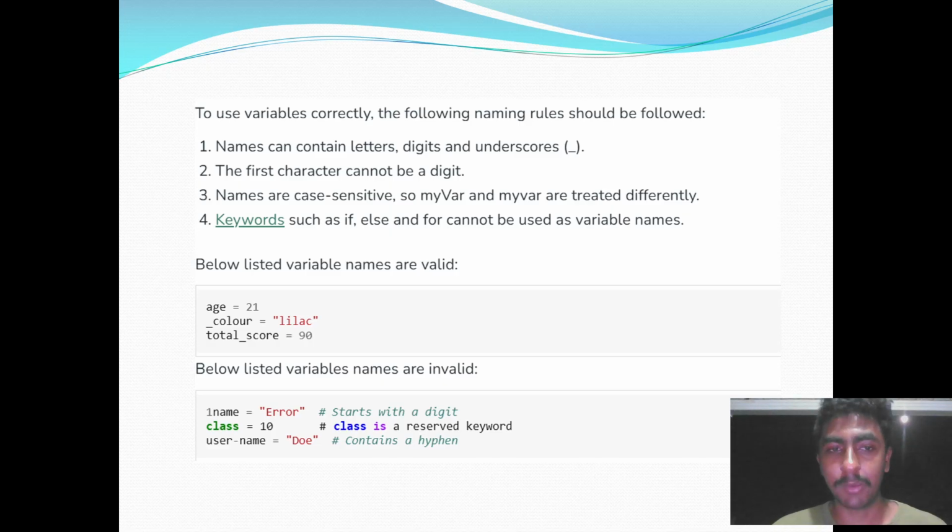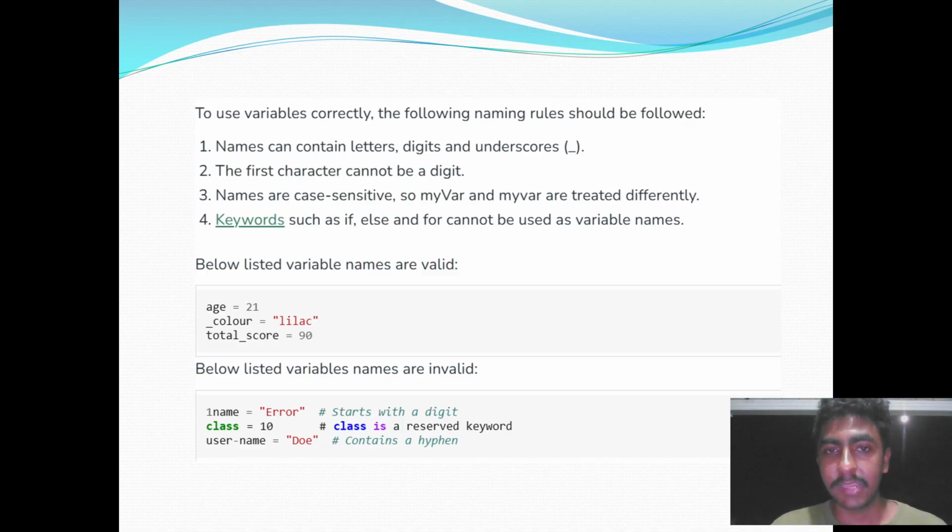Examples like name equal to Bharat, age equal to 19, underscore marks equal to 95. All these are valid, but this one is invalid: 1name equal to Python. Why? Because it starts with a number. Python does not allow variable names to begin with digits.